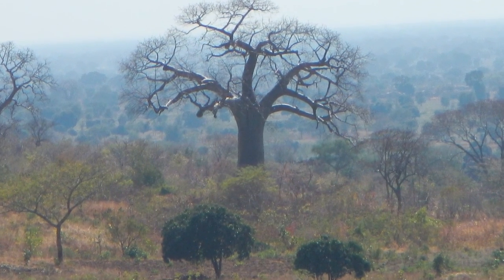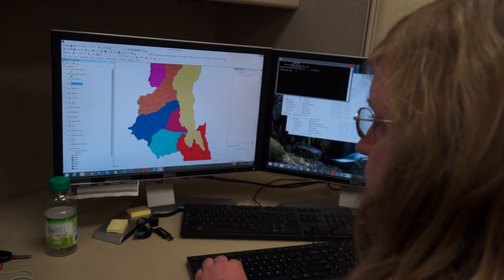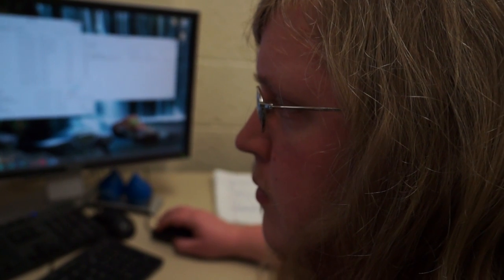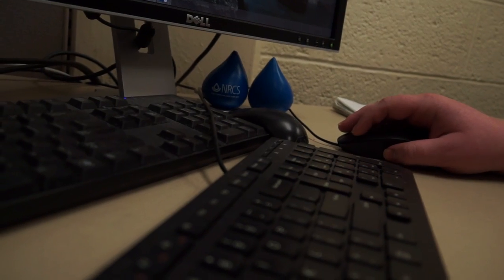What my research is involving is we are looking at the water availability under different climate scenarios within East African countries. Right now we're focusing on Malawi, but we're going to expand that, I think, to Cambodia and a couple others. The model we use is a SWAT model. Soil Water Assessment Tool is what SWAT stands for.